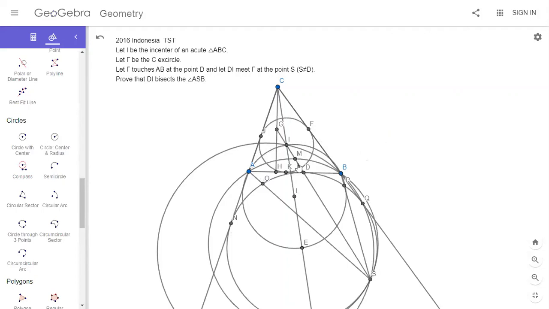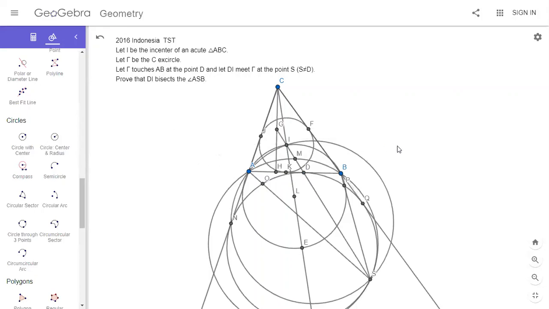I'm just going to delete that one just so I can focus on I, N, A, S. Oh, whoops. All right. So how do we show I, N, A, S is cyclic? Let's see. That's the same as showing angle NSD is angle A over 2.